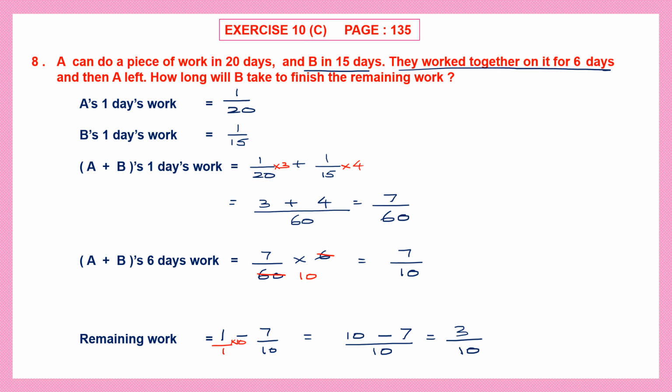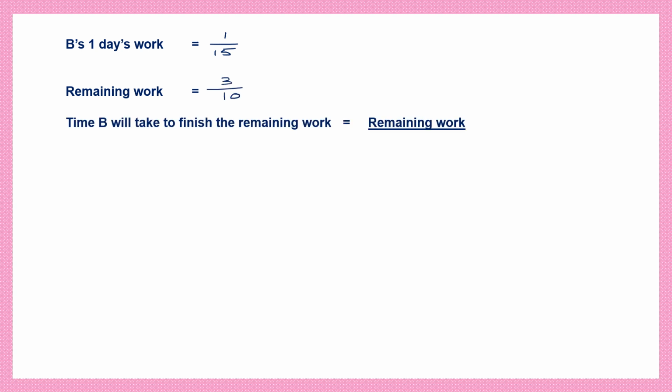Now B has to finish that remaining work. How long will B take to finish this work? Now we need to see. So let's continue by saying B's 1 day's work we know is 1 by 15 and the remaining work is 3 by 10. Now, if we have to find the time B will take to finish the remaining work, we have to divide the remaining work by B's 1 day's work. So the remaining work is 3 by 10, divided by B's 1 day's work, which is 1 by 15.